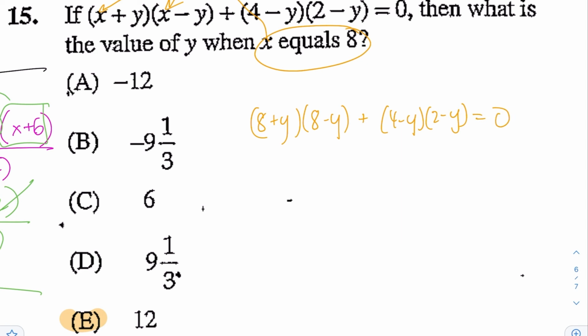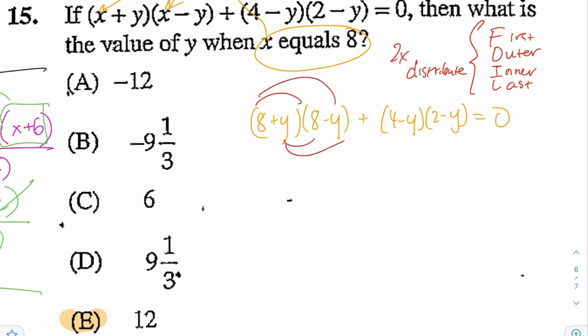So here you have to FOIL a whole bunch of times. So again, FOILing is the opposite of factoring. It's first, outer, inner, and then last. You can do this just 2 times distributive property. So just make sure to include the signs. 8 plus y, 8 minus y, this is actually your difference of 2 squares. This is 64 minus y squared.